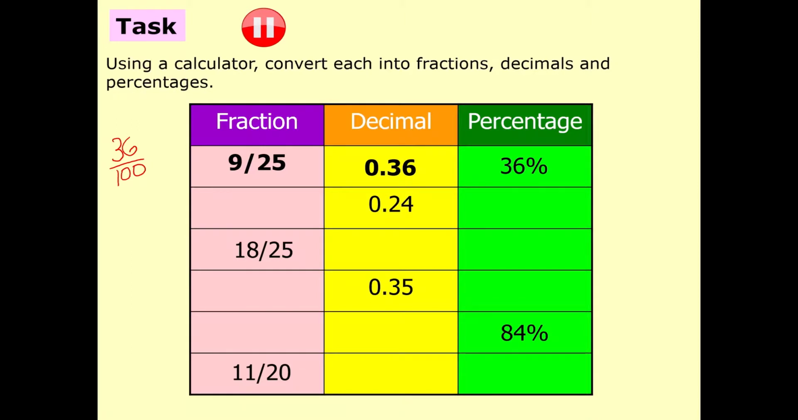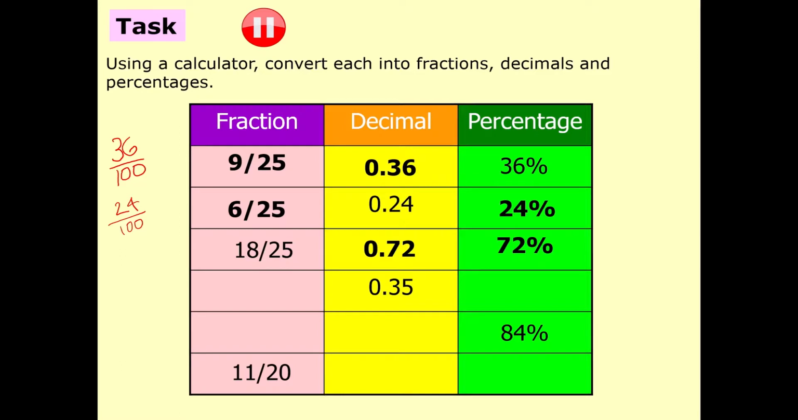So next one, we're starting with a decimal, 0.24. Easiest way to start here is definitely going to a percentage first. So 0.24 as a percentage, times it by 100 to get 24%. And once we've got that, we're going to write 24 over 100 as a fraction and simplify that to get 6 over 25. And then next one, we're starting from a fraction. So using your calculator, we're going to go straight in and do 18 divided by 25 to get 0.72. And then multiply that by 100 to get 72%.